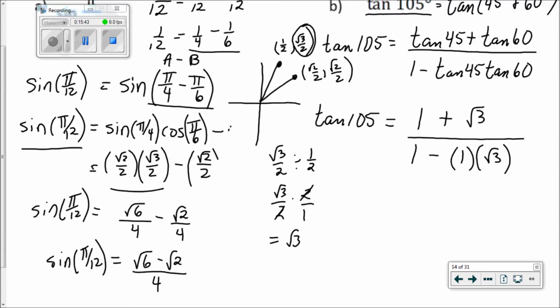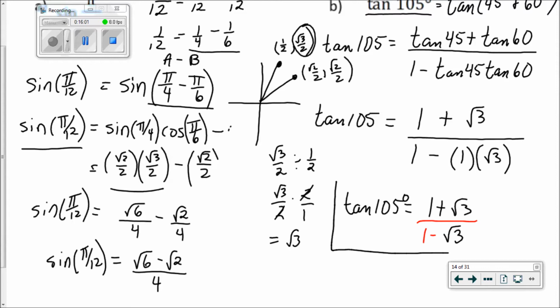And so the value for the tan of 105 degrees is going to be equal to 1 plus root 3, that's my numerator, divided by 1 minus root 3, that's my denominator. If I wanted, I could rationalize that, but let's just leave it at that for today.